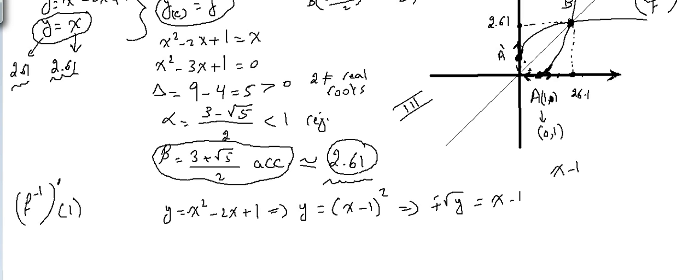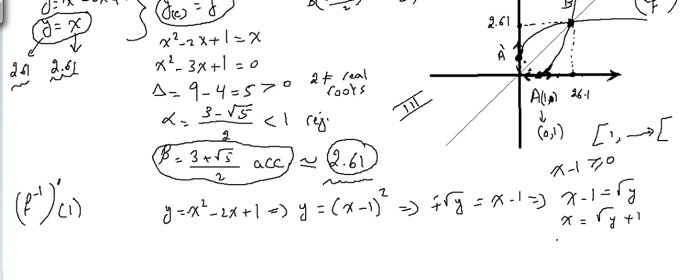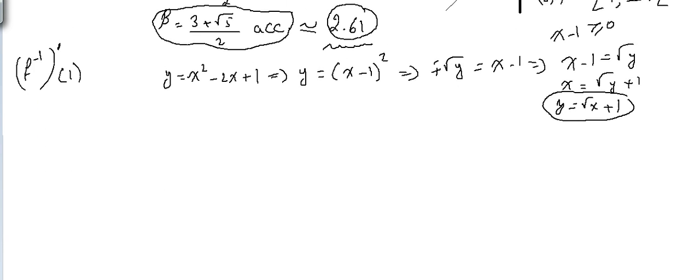But x minus 1 is greater than or equal to 0 because the interval goes from 1 to plus infinity. This means we don't just choose x minus 1 equals only radical y. So x will be equal to radical y plus 1. Then y equals radical x plus 1. And this is the inverse function. That's great. So let me fix the page and we continue.